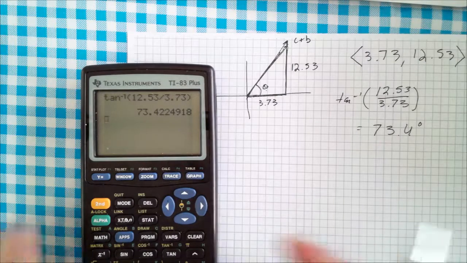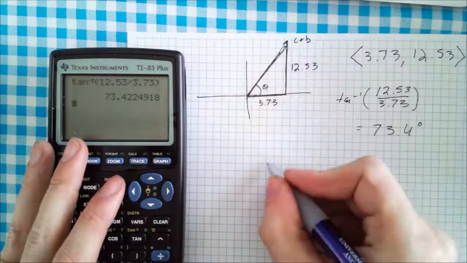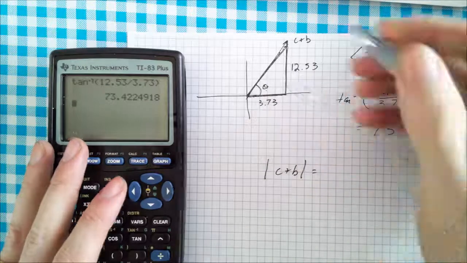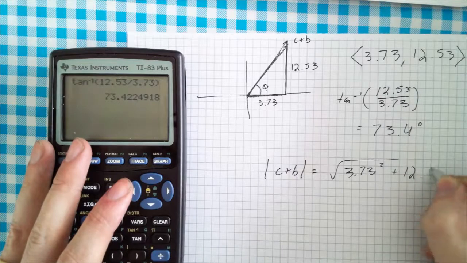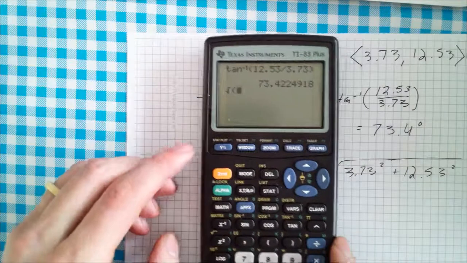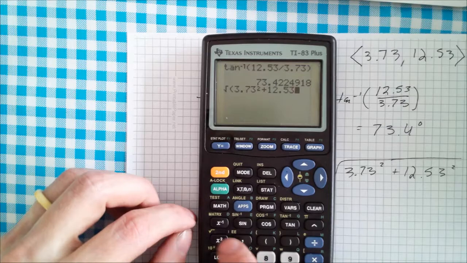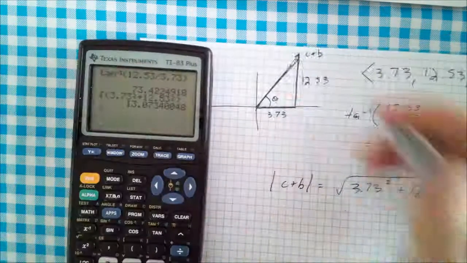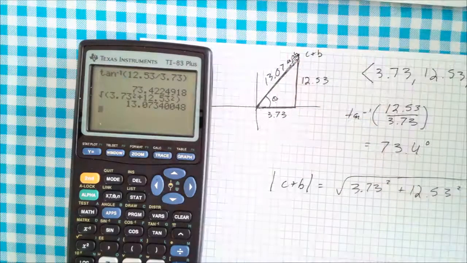Okay, and then, what are we doing next? Oh, we need the magnitude. How do we find the magnitude again? I want to find the magnitude of c plus b. How do we do that? Oh, duh, Pythagorean theorem. It's going to be the square root of 3.73 squared plus 12.53 squared. Okay, and that's easy enough to do. Square root of 3.73 squared plus 12.53 squared is 13.07 miles per hour. So, look back here.